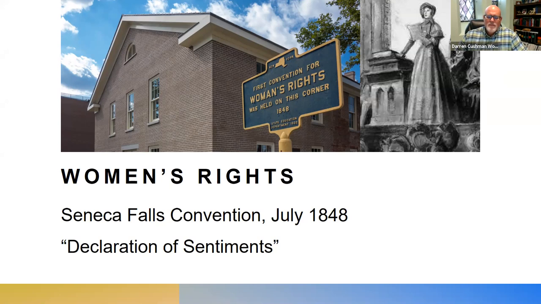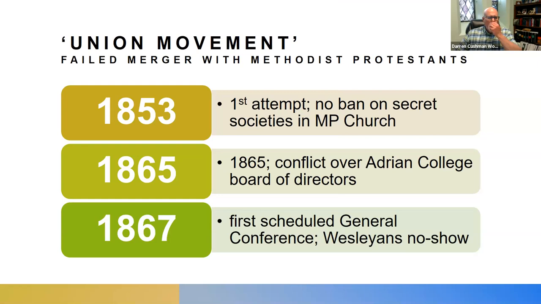Now, because they have a lot of similarities with Methodist Protestants, especially after the Civil War, there is an attempt to merge. It's called the Union Movement. Started right before the Civil War with the first attempt in 53. But the real hang-up was that the Methodist Protestants did not have a prohibition on being a member of the lodge. Now, at that point in 53, if you remember from 2 weeks ago, the Methodist Protestant Church had divided. So this Methodist Protestant Church was just the ones up north.